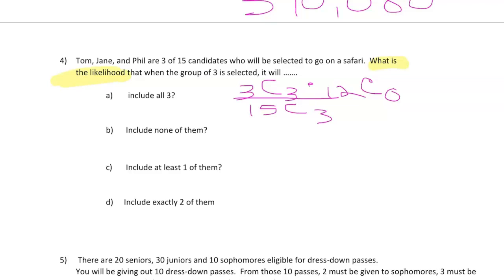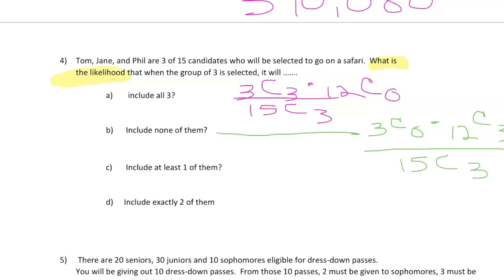Okay, what's the probability it's going to include none of them? So then I'm going to have 3 choose 0 times 12 choose 3, all over 15 choose 3. So that's the second answer right here. Okay, here's the first one. I'll tie the pink to it.